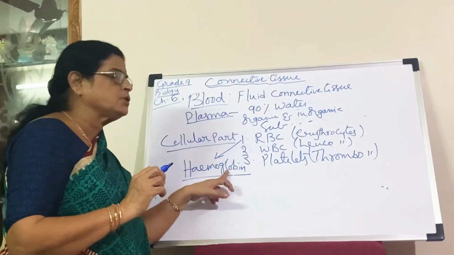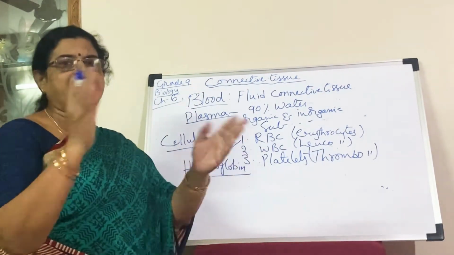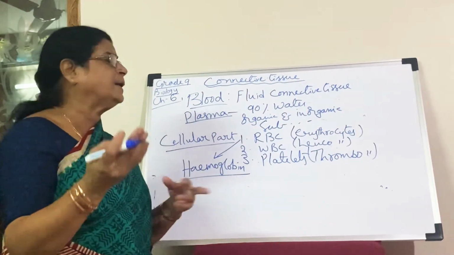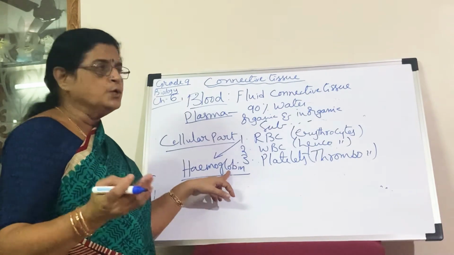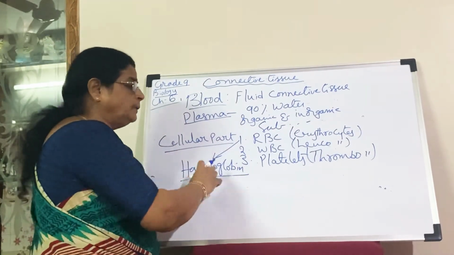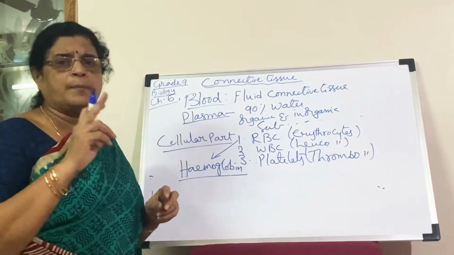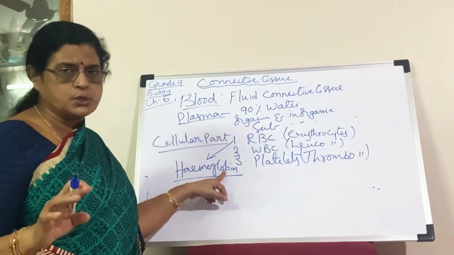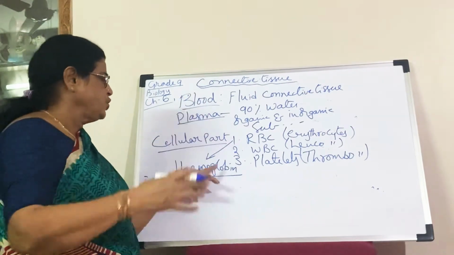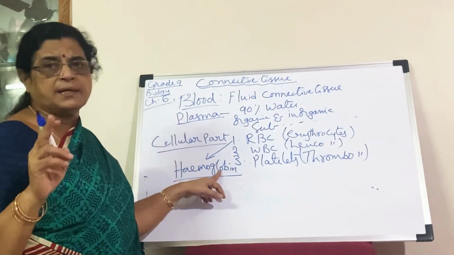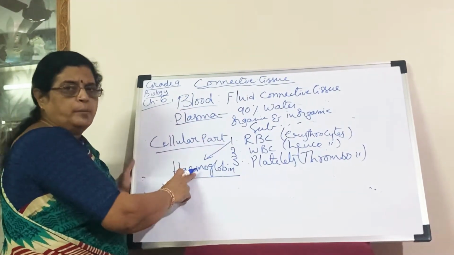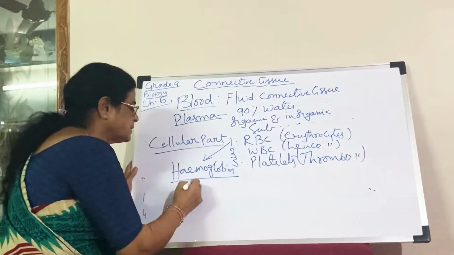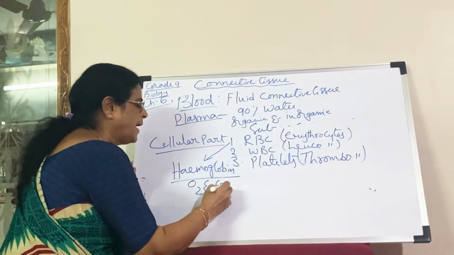The main function of this hemoglobin is exchange of the gases. That means oxygen will be taken in, carbon dioxide will be given out. So through the blood, every cell of the body will get oxygen. Normally we are inhaling through the nose, and that oxygen is distributed to each and every cell of the body because of the hemoglobin. The hemoglobin's main function is exchange of oxygen and carbon dioxide.